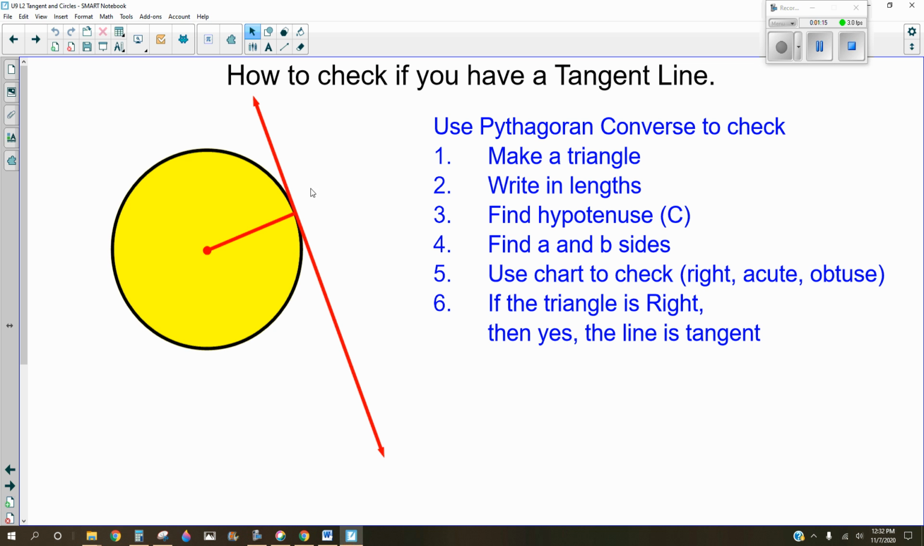So how to check if we have a tangent line? We're going to use our Pythagorean converse. The steps are, we're going to take our picture and make a triangle. We're going to write in any lengths that they tell us. We'll find the hypotenuse, and we'll find sides A and B. And then we're going to use our chart to check to see if it's right, acute, or obtuse. If the triangle is a right triangle, then the line is tangent. So let's look at an example.